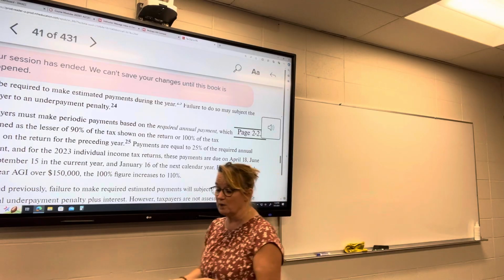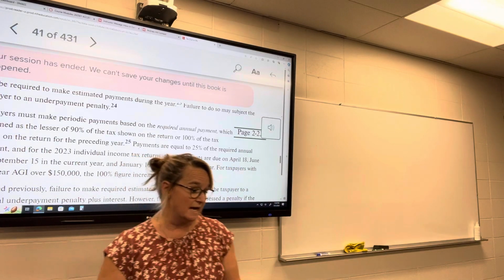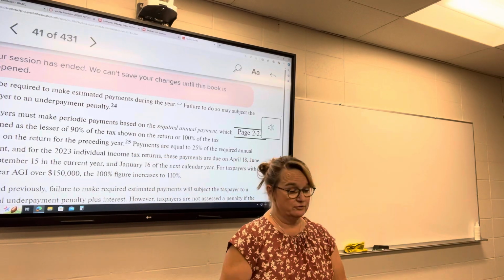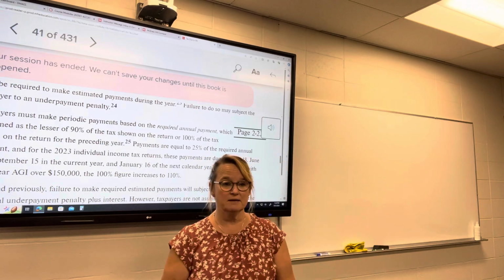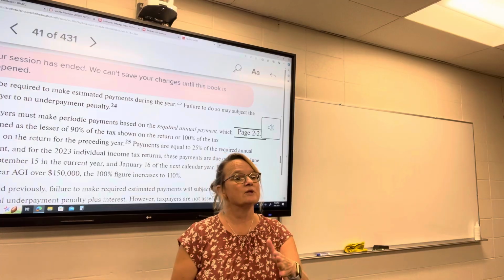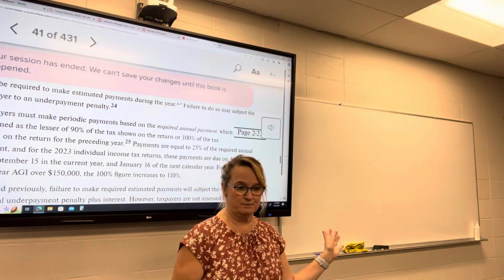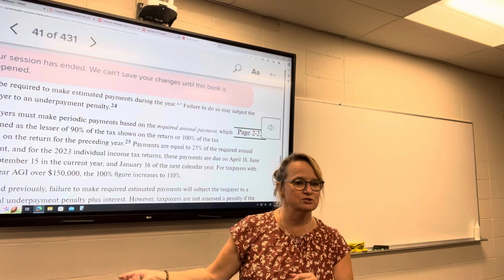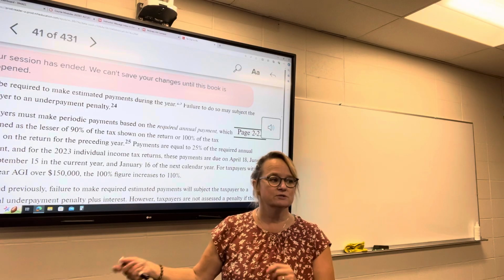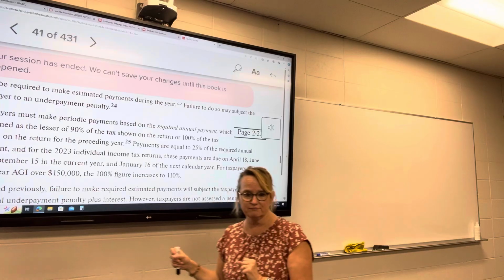And oftentimes as well, tax preparers will make sure that their clients who have estimated payments come in sometime, maybe about this time of the year, so they can see what has happened. How close did we get? Do we need to make an adjustment to those last two estimated payments for the year so that we're sure that you're paying enough in?